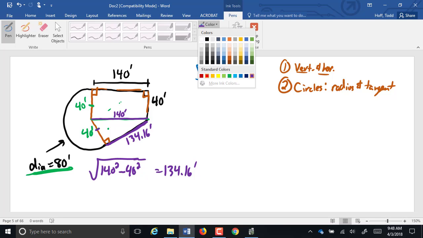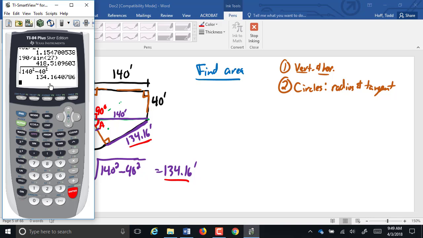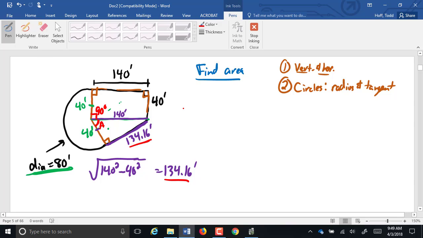Now we also need an angle. We know this is 90 degrees. I need to know that angle there. How would I find that angle right there? I'm going to call that angle A. I'm going to try to avoid using the 134.16 for two reasons. One, we just calculated it, and we may have made a mistake. Two, even if we didn't make a mistake, it's rounded, right? It's not really 134.16. It's 134.164078, and so on. So we don't know that exact number. It's rounded. So we want to use the numbers that we were given, the 40 and the 140.